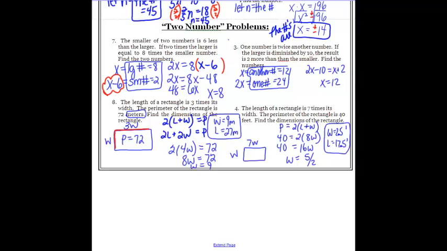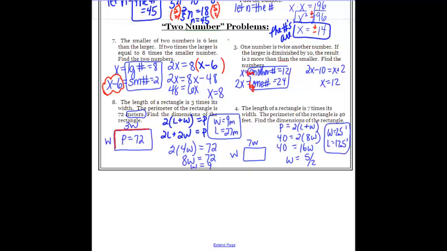Occasionally I have students that don't know how to represent that number. One number is twice another number if the larger is diminished by. It doesn't really matter. We know that one number is twice another, so you could have written larger here and smaller here. I just did one number and another number. It really doesn't matter as long as you know what you're representing. In number 4, yes, you can get fractional answers. If I add 35 halves and 5 halves, I get 40 halves, and 40 halves is 20 feet, and twice that would check for my answer.